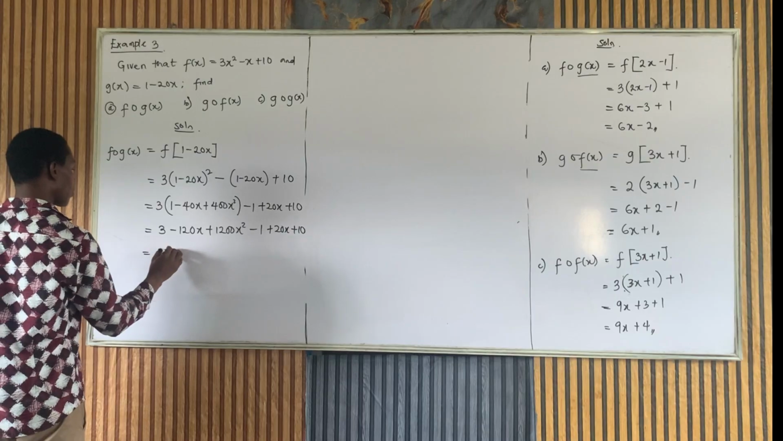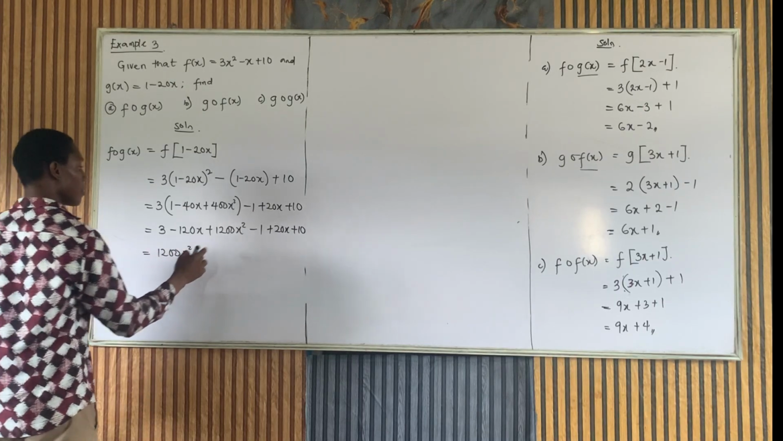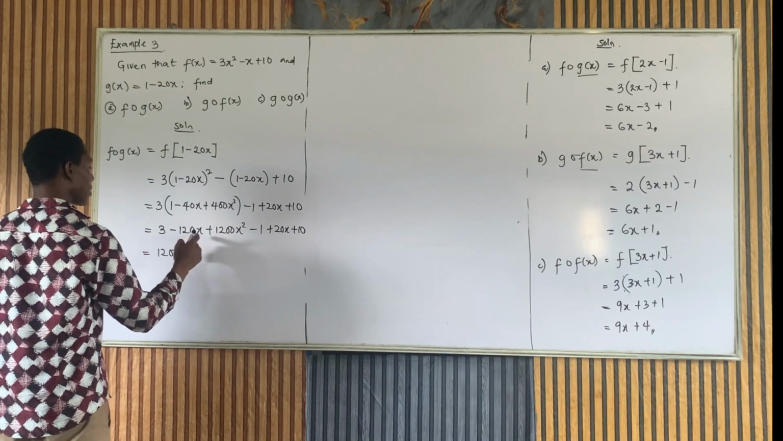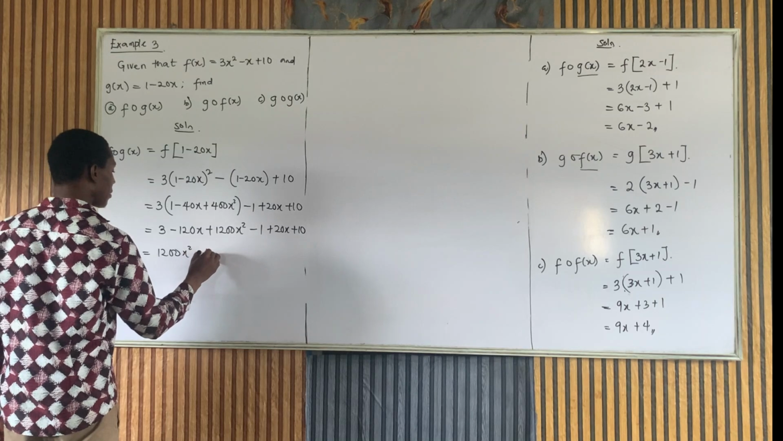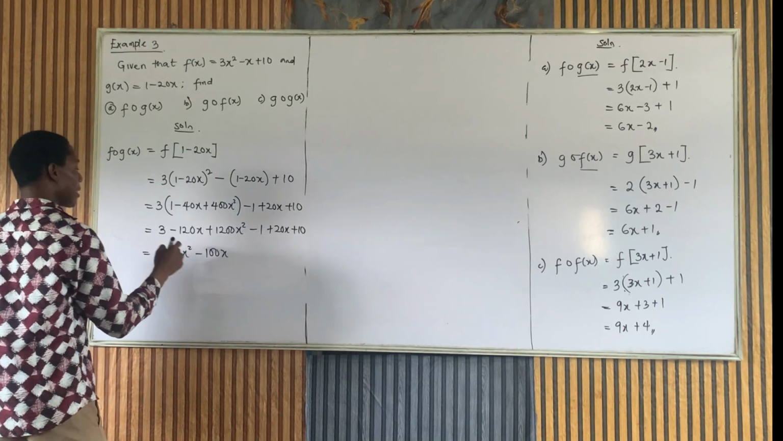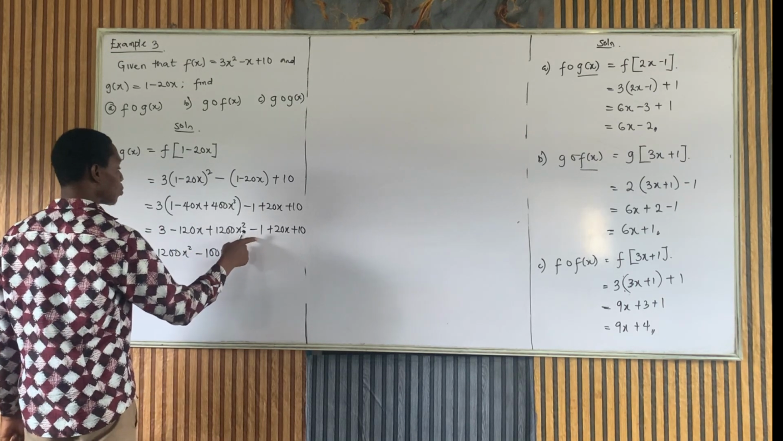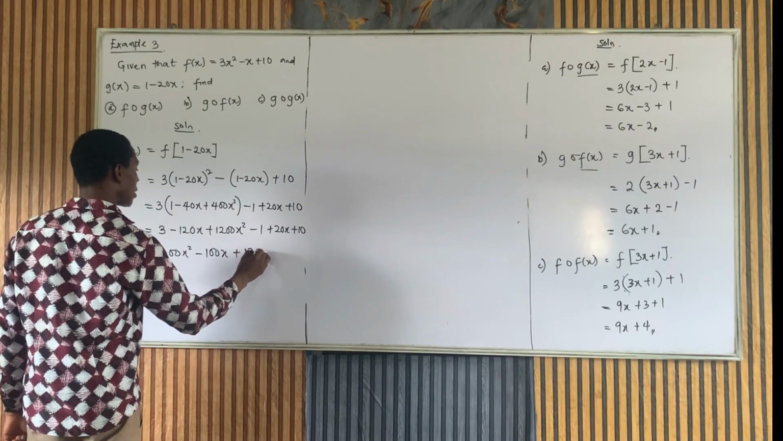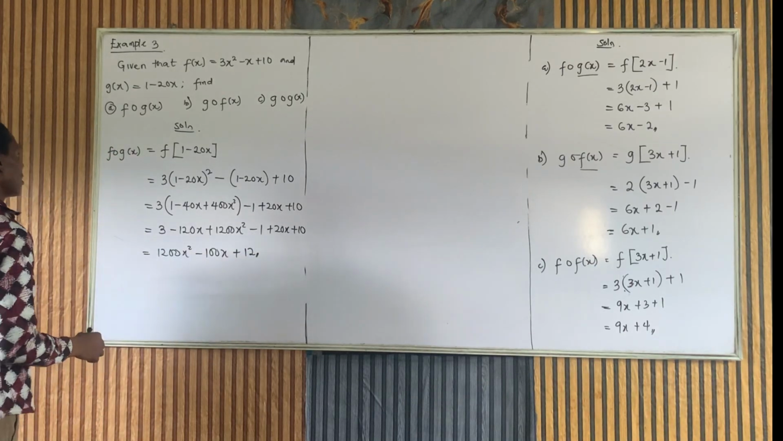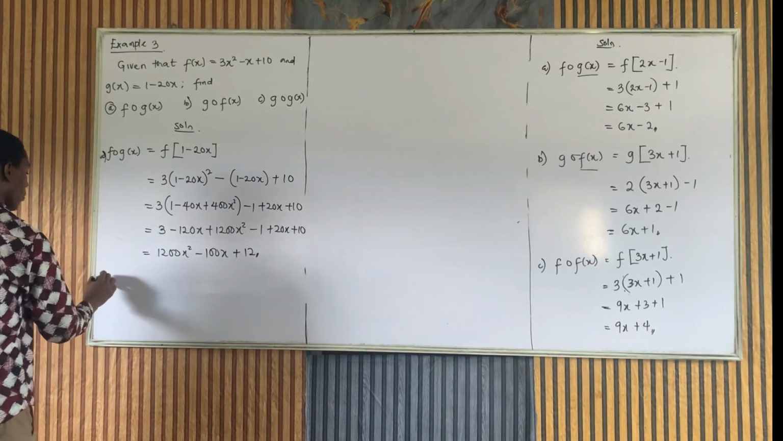So this is 1200x squared. 20x minus 120x will give us minus 100x. And then 3 minus 1 will give us 2. 2 plus 10 will give us 12. That's the final answer for this. This is the first one. Let's take the second one now.